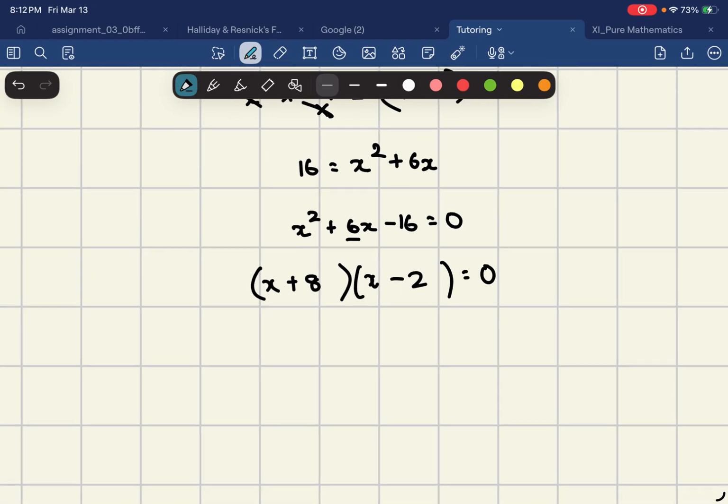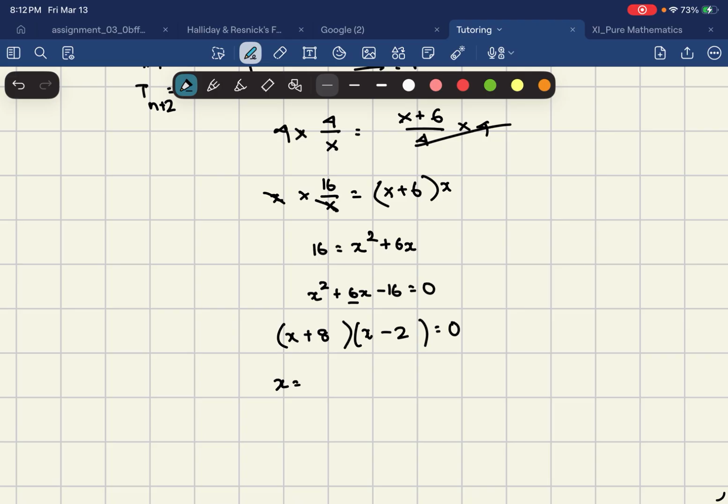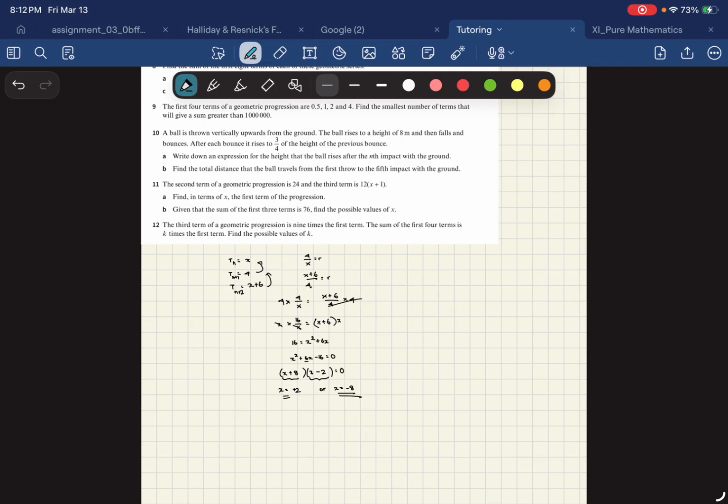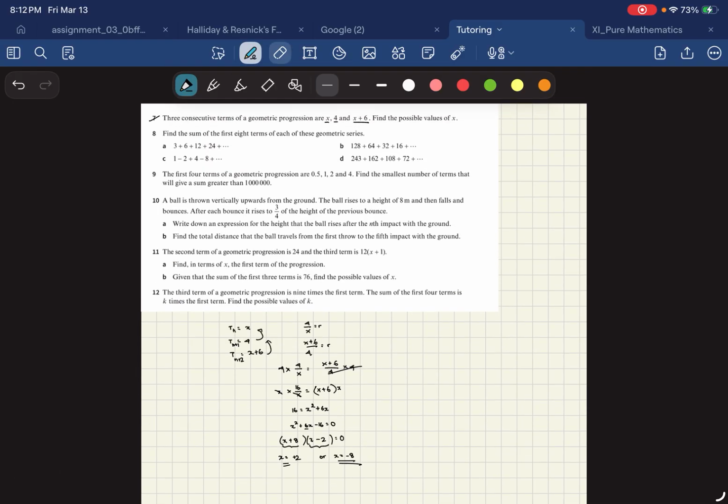And now you get that x is equal to positive 2. You set this to be 0, you get x is plus 2. Or you set this to be 0 and you get x is negative 8. So these are the possible values of x: 2 and negative 8. Alright, so we're done with question 7.